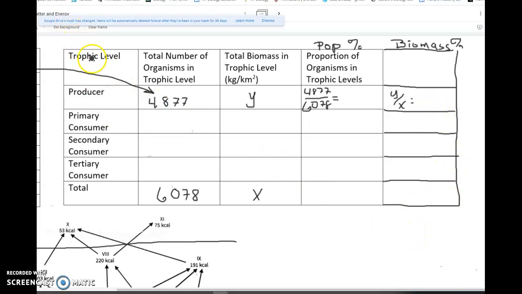Okay. Once you get the chart filled out, then we're going to get into our next assignment, which is taking these numbers and placing these numbers on a pyramid. Okay. So that's what we're going to do now.